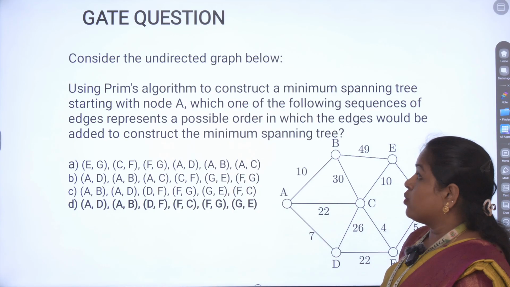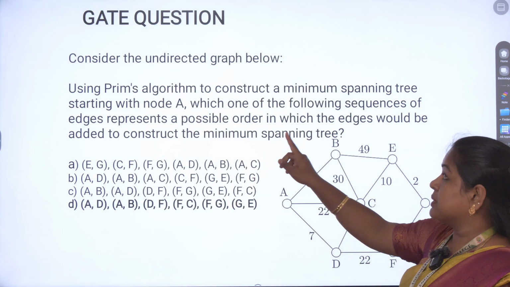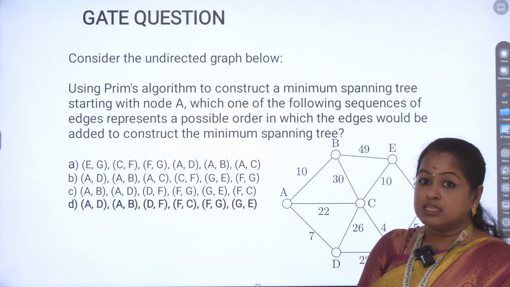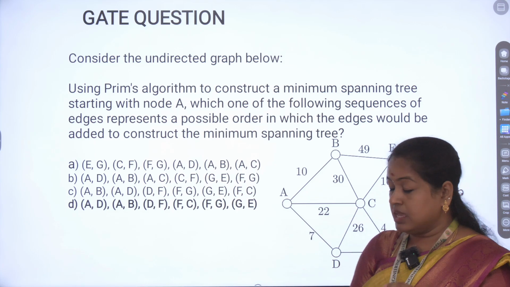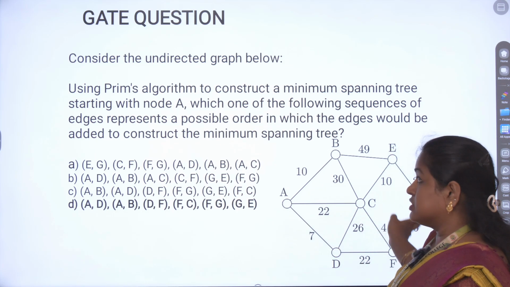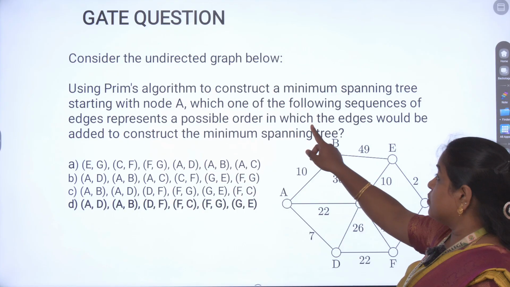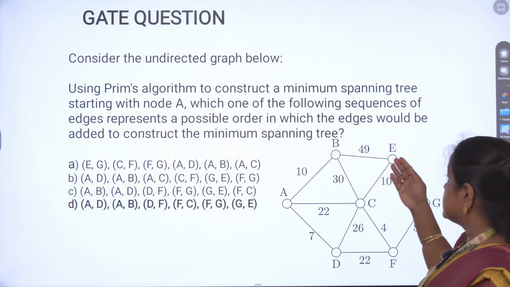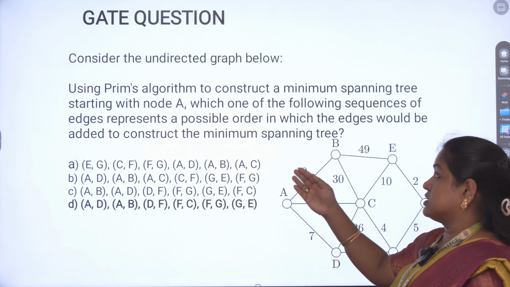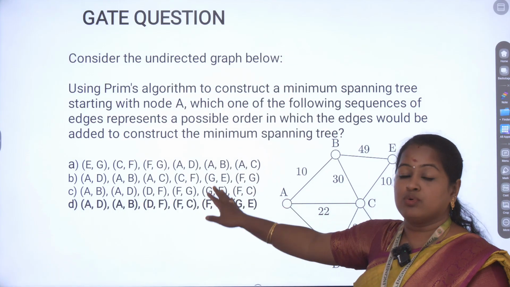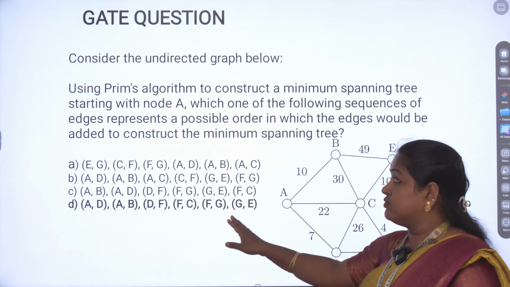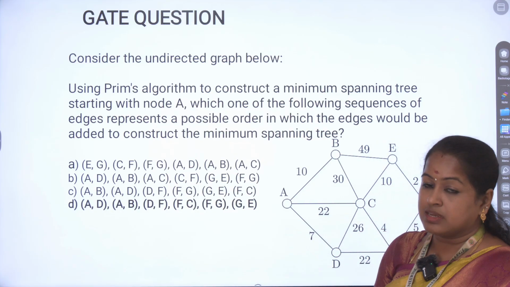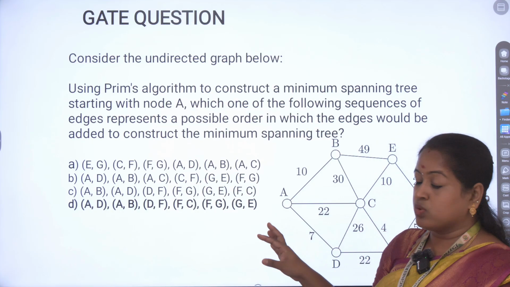Okay, so now what we are going to find is, using Prim's algorithm, construct a minimum spanning tree starting with node A. That is, we are going to start with node A and travel to all other nodes. Which one of the following sequences of edges represents a possible order in which the edges would be added to construct the minimum spanning tree? You have 4 options given here, out of which you have to find the minimum spanning tree. So we are going to start with node A.